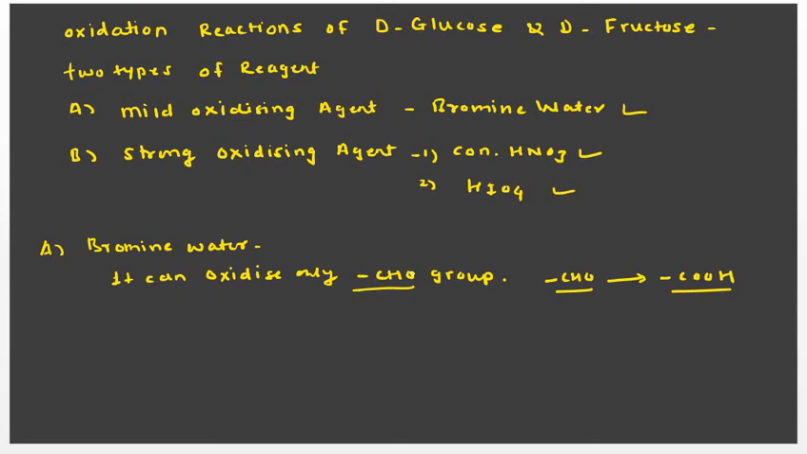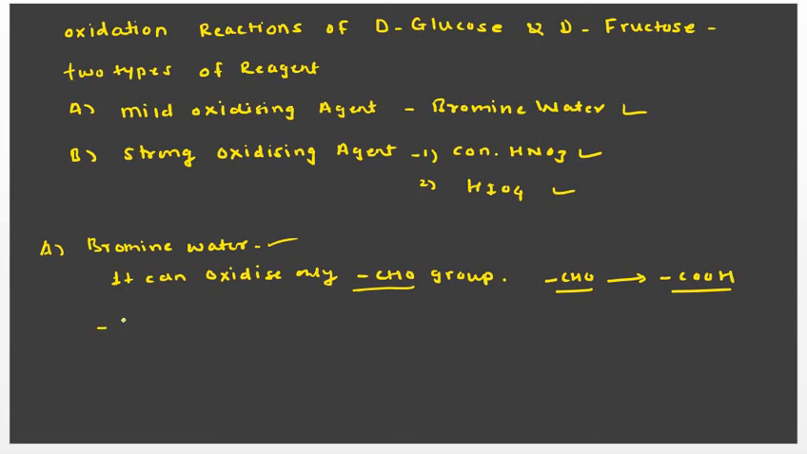Now glucose is oxidized by this method to gluconic acid, and ketones do not react with bromine water, because ketones are not oxidized by bromine water. So we can distinguish glucose and fructose by using bromine water, remember. This reaction can be used to distinguish aldoses from ketones, because only aldoses react with bromine water; ketones do not react with bromine water.